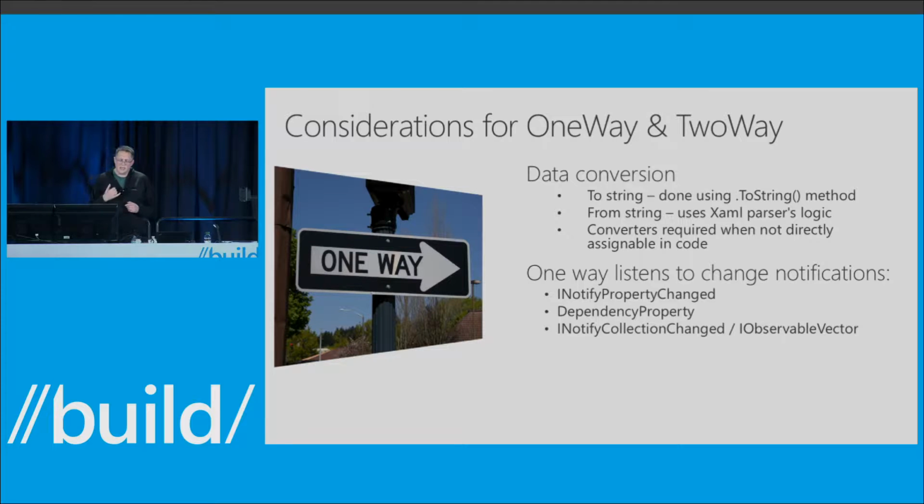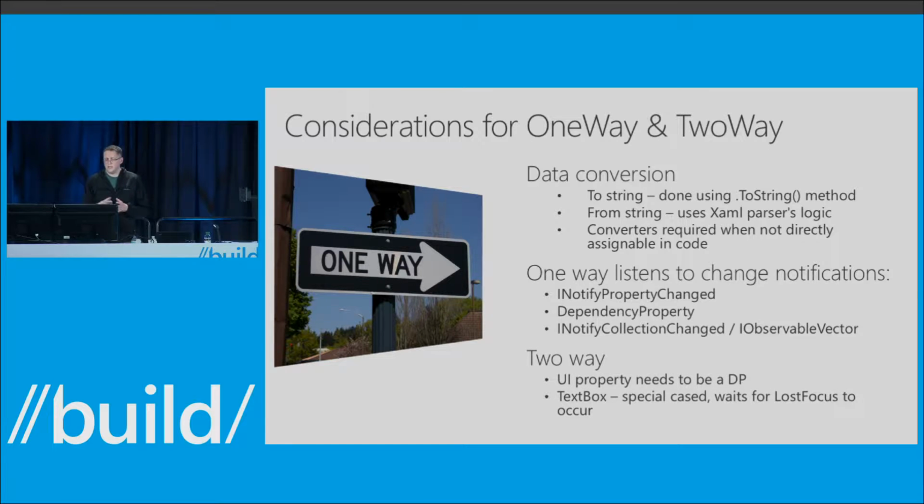And if you're doing an index path binding, which is binding into the collection using square brackets, we will look for INotifyCollectionChanged and/or IObservableVector. And so if those fire because your collection changes, we'll go and redo the bindings at that point.